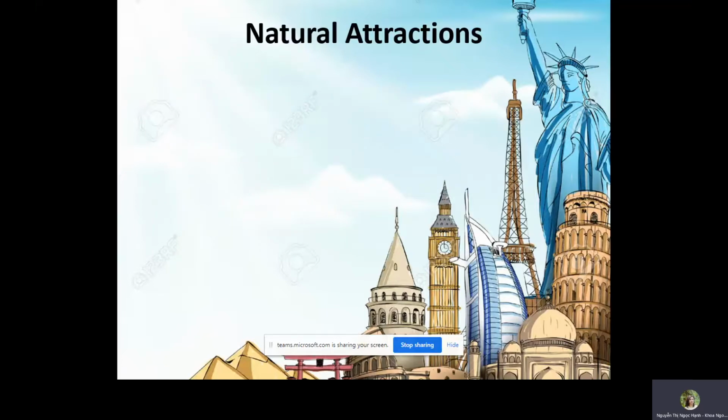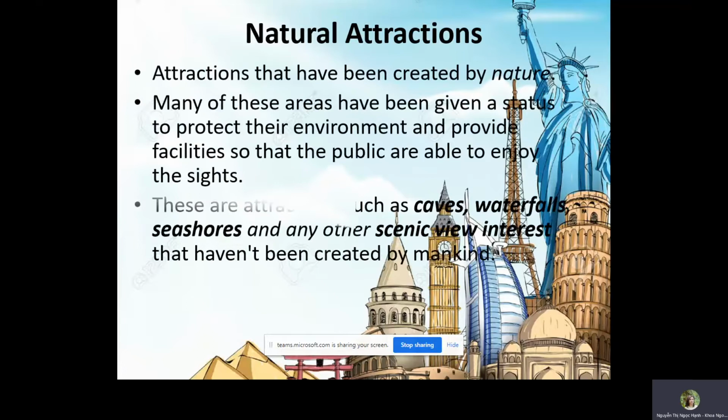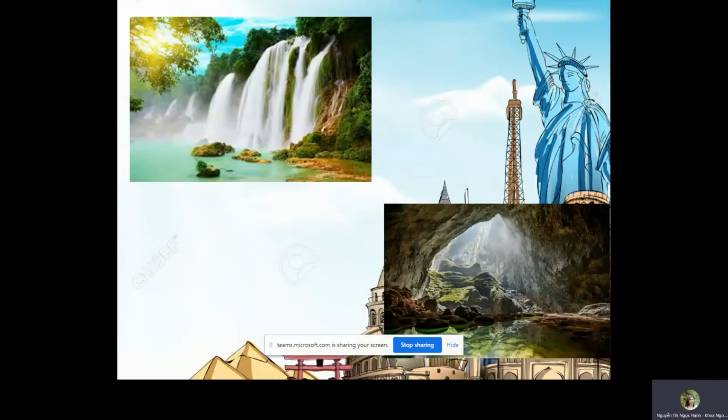So we have gone through the natural attractions. Of course, these are attractions that have been created by nature. We have caves, waterfalls, seashores, beaches, or any other scenic view of interest.